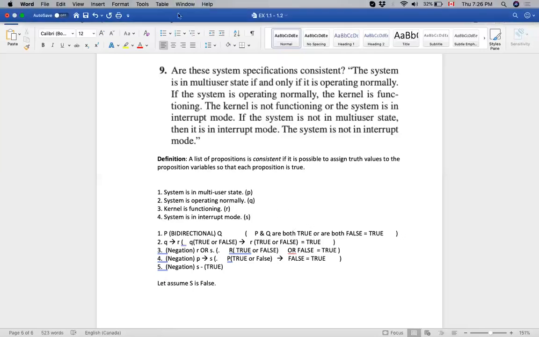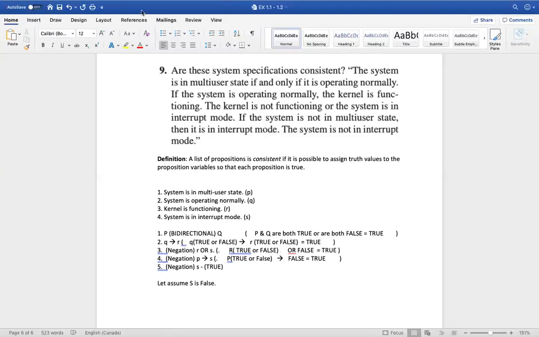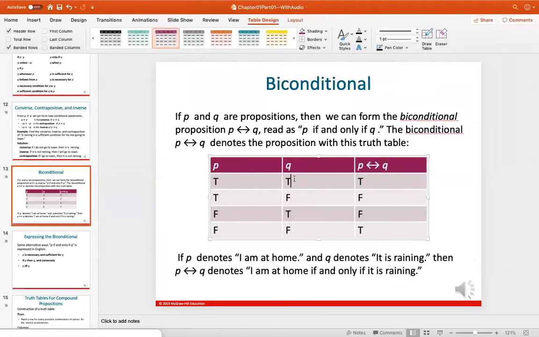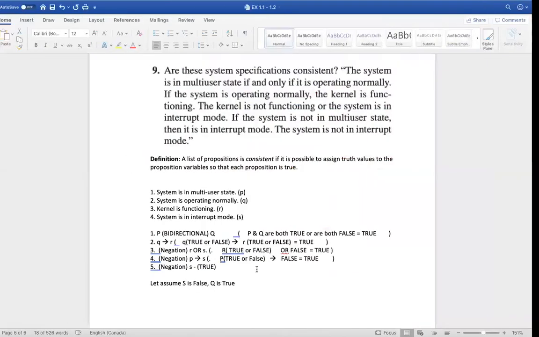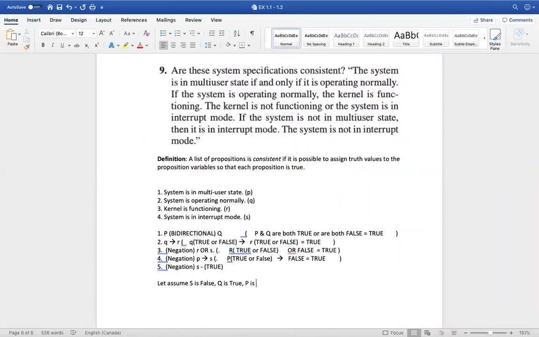Okay, so now we will just continue with one of the assumptions here. So here we say P and Q are both true or are both false. So let's say that S is false, Q is true, right? So if we make Q true, then P must be true as well, so that this first statement can be true, okay? Because in here we are assuming this is true and this is true. So there's only one case where this happens, right? So P must be true as well. So P bidirectional Q is true, P is true. Then this becomes true.